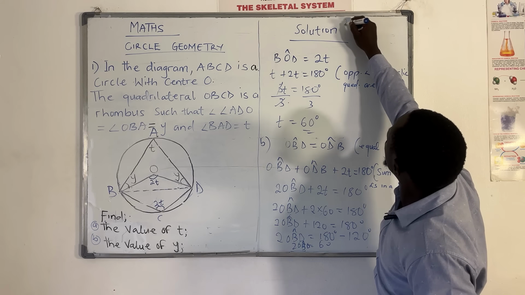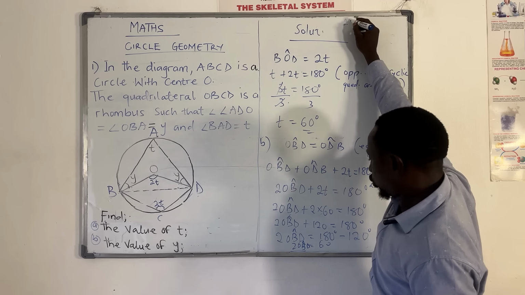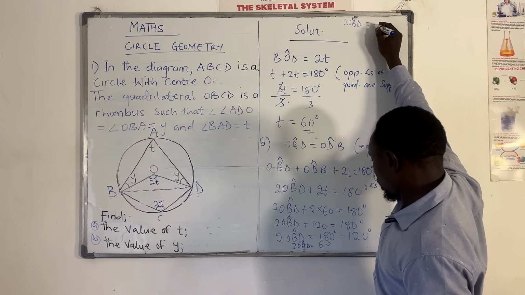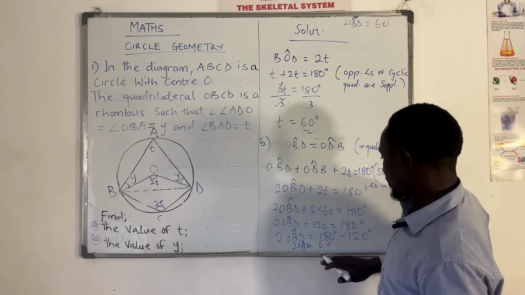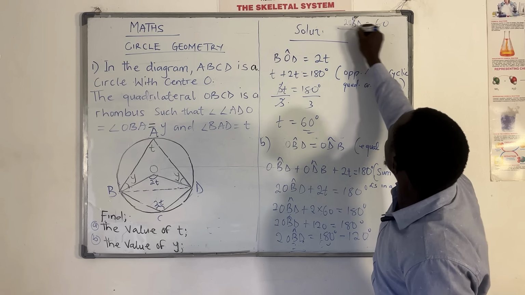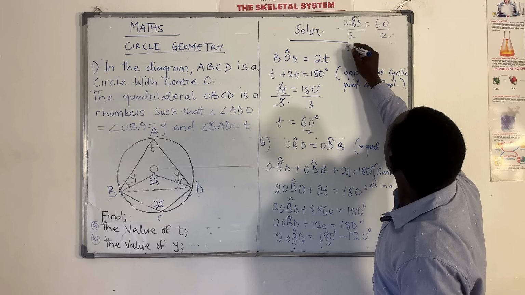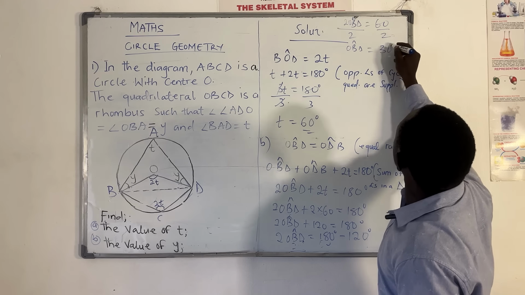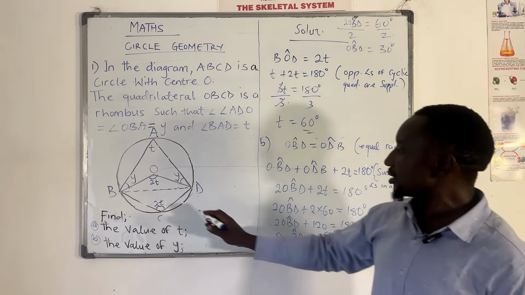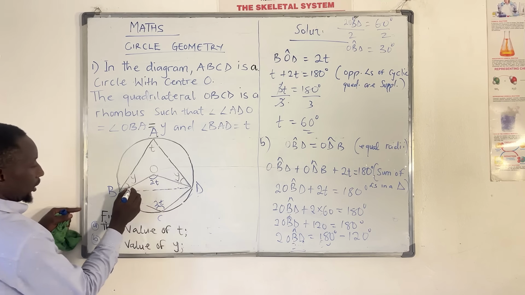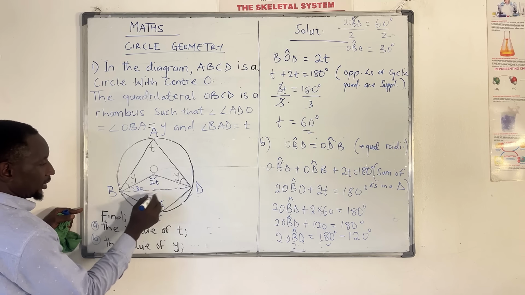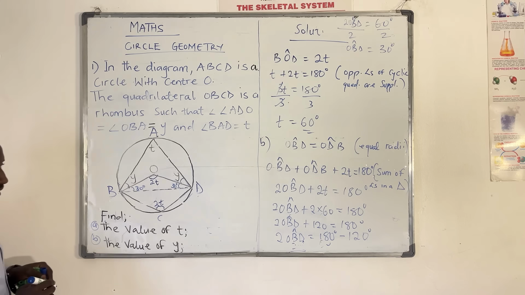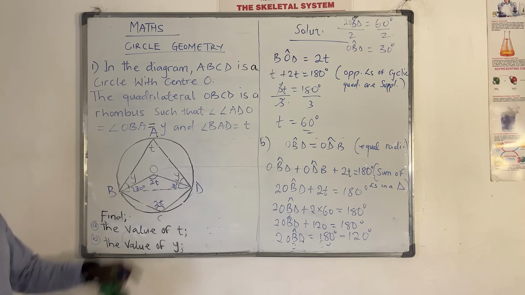Now, divide here by 2. OBD is equal to 30 degrees. Now, it means this angle is 30, and this one is also 30 degrees. That's what it means. This angle is 30, this angle is 30.